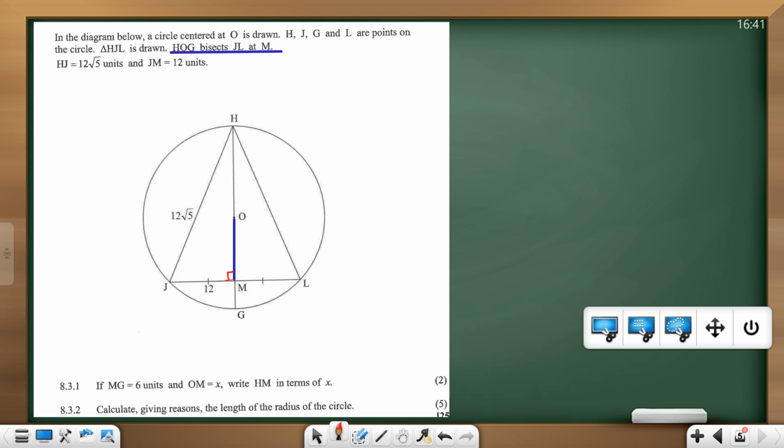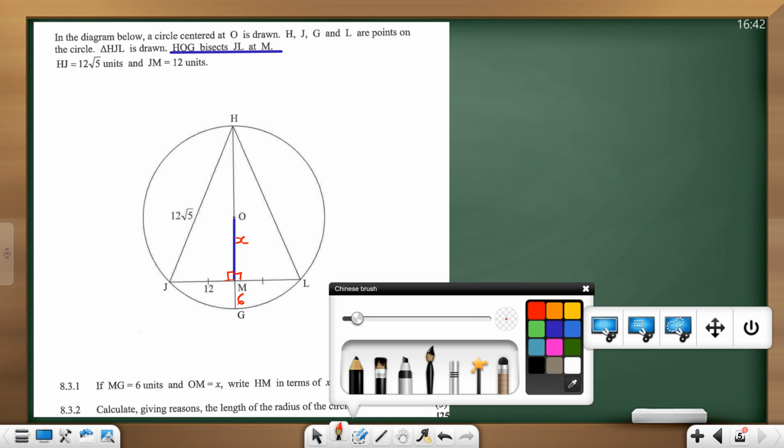perpendicular. I don't know if you get that. Once I see that diagram, the first thing that comes to mind is Theorem 1. And when I see Theorem 1, I know Pythagoras could be something to do. If MG is 6 units and OM is X, let's go there and write it. OM is X and 6. Write down HM. What do you notice about HM? Very beautiful.